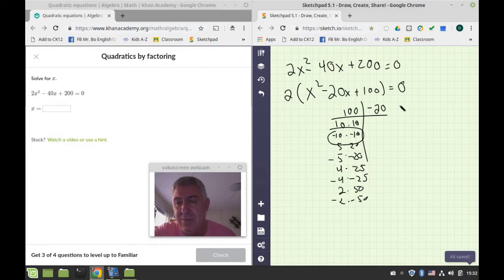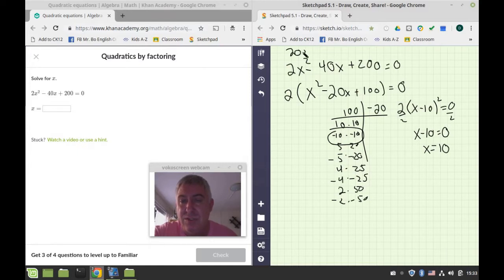All right, so we're going to end up with 2 times x minus 10 squared is equal to 0. I'm going to divide by 2, or I could use the zero product property. I'm going to end up with x minus 10 is equal to 0, so x is equal to 10. Let's substitute, see if that's right. 100 times 2 is 200 minus 400 plus 200 is equal to 0, so that's right.